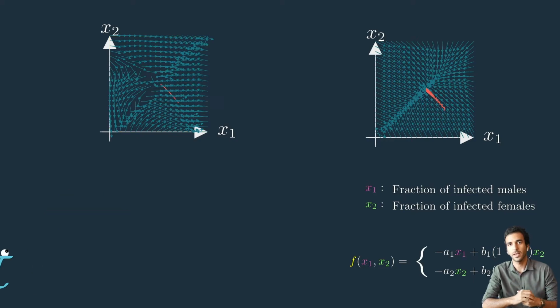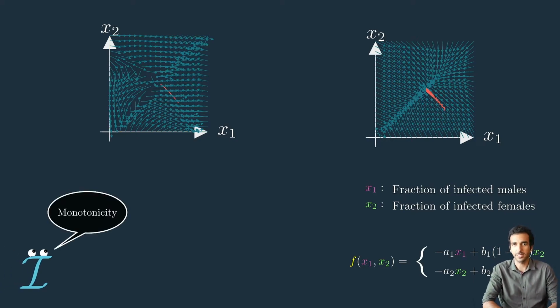Let's consider a last side information. So here, the side information guy is telling me monotonicity. And actually, for me to explain this to you, it will be easier for me to tell you why the learned vector field does not satisfy this side information. So let's say I fix the number of infected males to 40%. So I am on this vertical line that you see here.